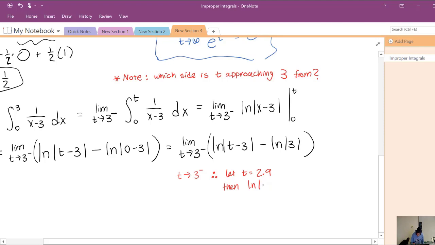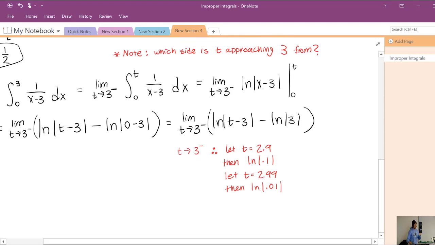And we can say let t equal 2.99. Then we have natural log of, again, 0.01. So as t gets closer and closer to 3 from the left side, we see that the inside of the natural log is getting closer to 0 from the right side. Does that make sense? Because these are all numbers that are slightly larger than 0.